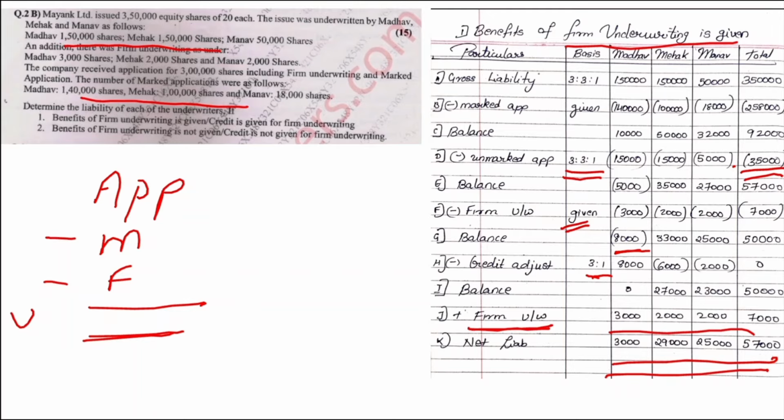Okay, you all can go through it once. This is the first part, when the benefit is given. Now we will start with when the benefit is not given.